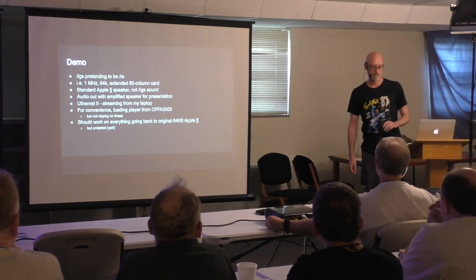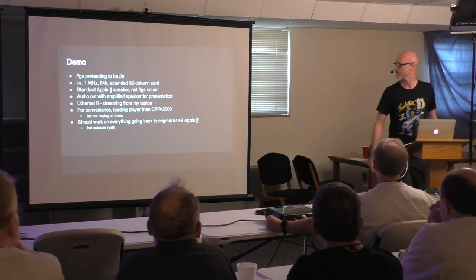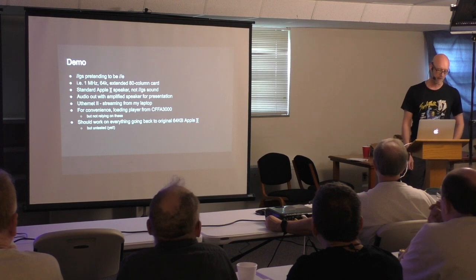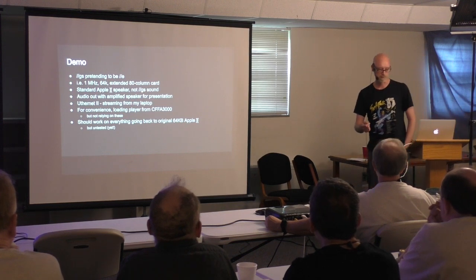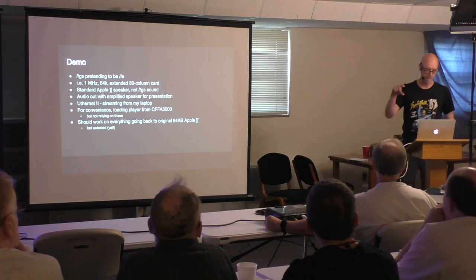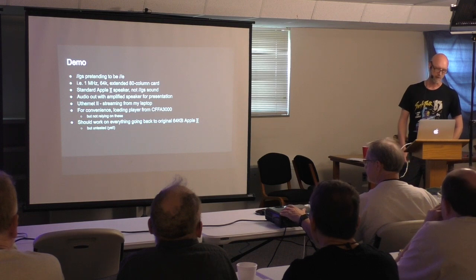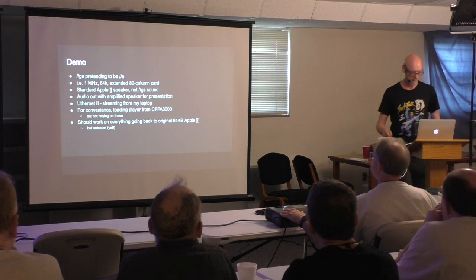So basically I'm using the 2GS for its audio output. That's the audio out socket, that's all I'm using. And I'm streaming this from my laptop here using an Uthernet II. So that's the main piece of hardware. That's the key that I need for this to work. I do have a CFA in there, but that's just for convenience.